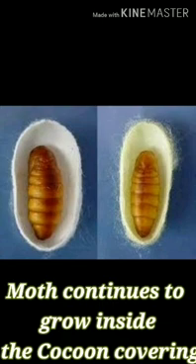And after that, moth becomes adult silkworm, and in this way the life cycle of silkworm completes by going through 4 stages of life cycle.